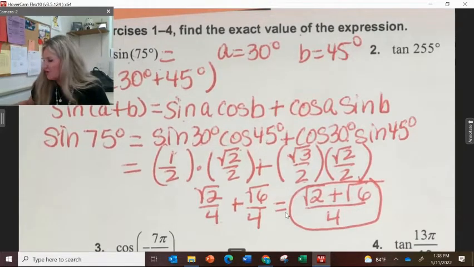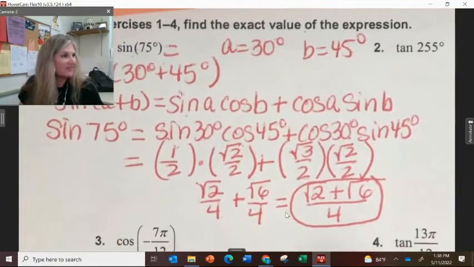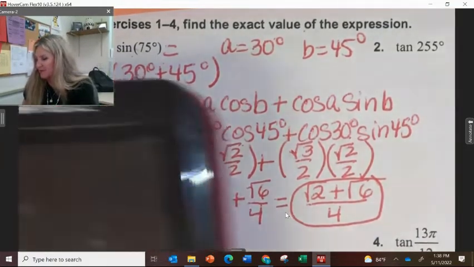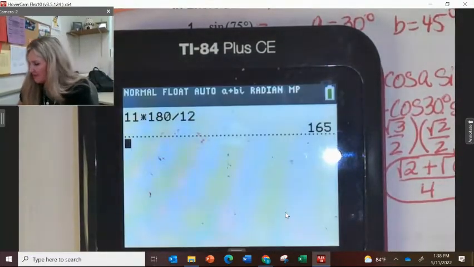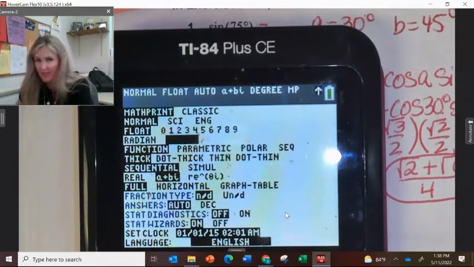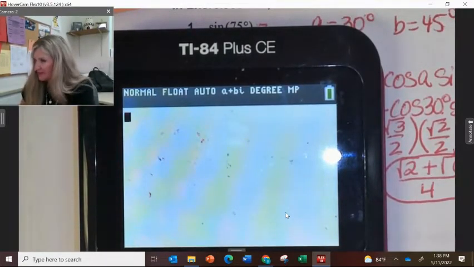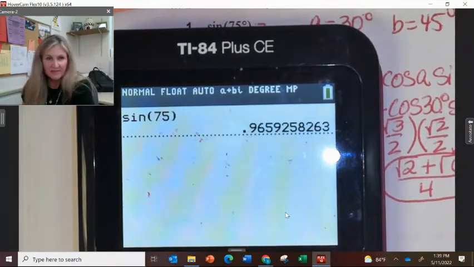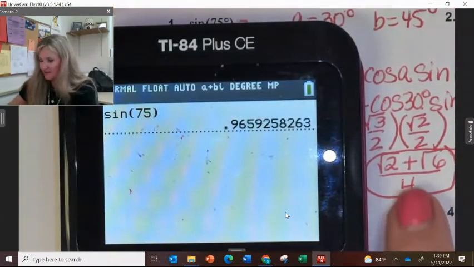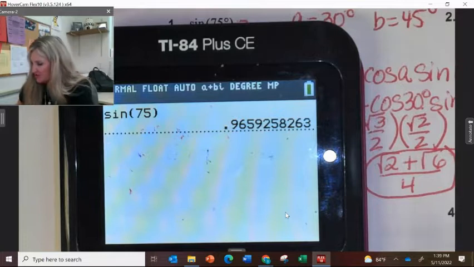Now, I'm going to show you how I can check that on my calculator. Our goal is to be able to find these without having to use our calculator, but we want to be able to check on here. So what I'm going to do is go to my mode and put it in degrees. And I'm going to find the sine of 75 degrees. There's what it is. The answer that we got should be the same. Let's check it out.